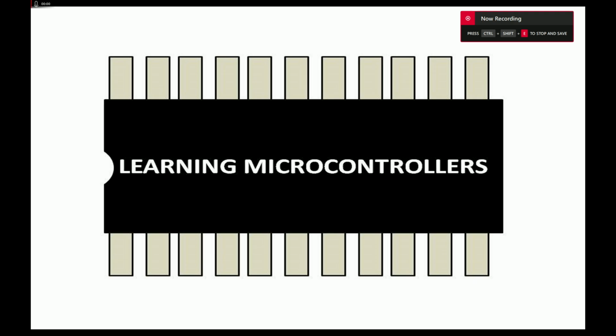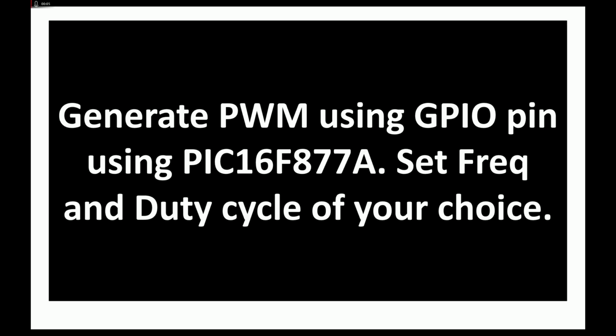So guys, hello guys, welcome to learning microcontrollers. In this video, I will tell you how we can generate PWM using a GPIO pin using PIC16F877A. We will set the frequency and the duty cycle of your choice, and then we will use these settings to fade in and fade down an LED to demonstrate that the circuit is working. For this you will require minimum components, no oscilloscope, nothing is required. We will just be verifying the circuit that we have made previously using the PWM library with this one. So guys, let's get started.